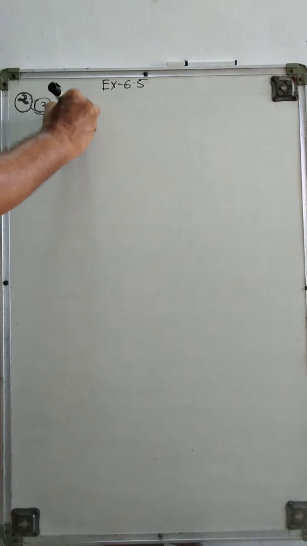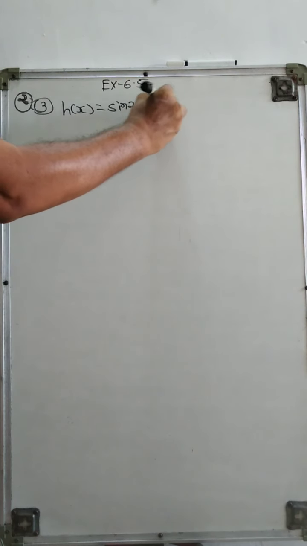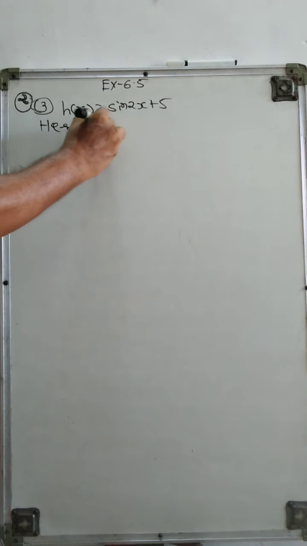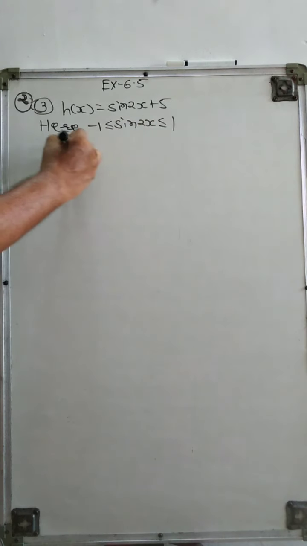Third sum, h(x) is equal to sin 2x plus 5. Okay, so here first we know the property of sine, that the range of sine is minus 1 to 1. Here, minus 1 is less than or equal to sin 2x, which is less than or equal to 1.